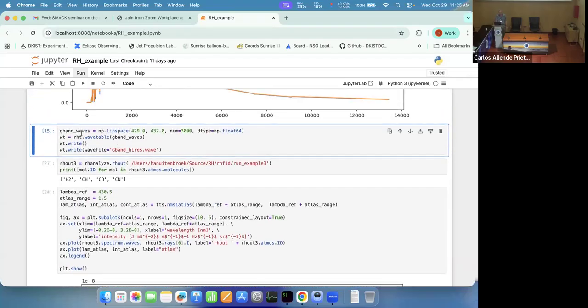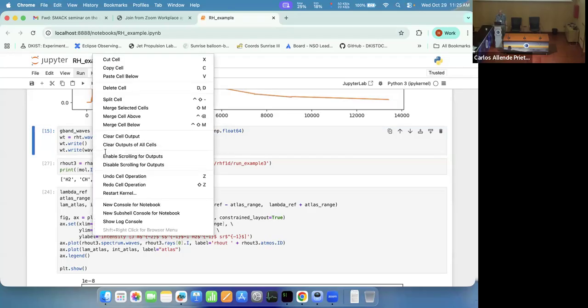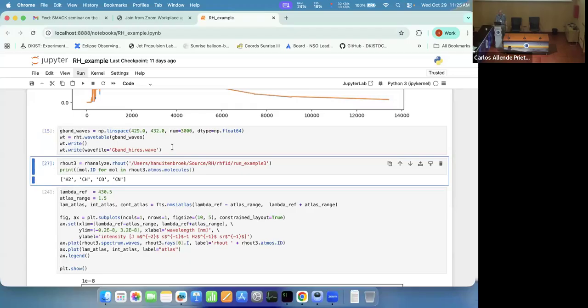Then there's a tool, if you wanted, for instance, to calculate the G-band intensities, you have to create a wavelength grid because these are LTE lines. So in this case, it generates a wavelength grid between 429 and 332 nanometers, 3000 wavelengths in total. And it writes it to a file that you then can refer to in the keyword.input file.